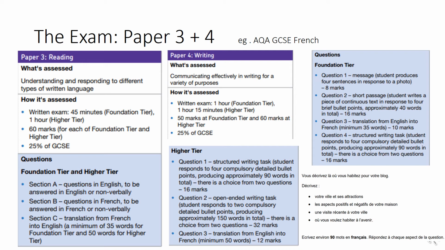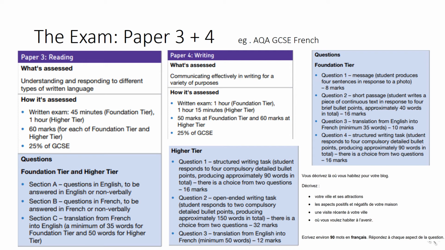Your final French exam paper will be the writing paper. For foundation tier and for higher tier, you'll be given 1 hour or 1 hour and 15 minutes respectively. The paper will be marked out of 50 for foundation or 60 at higher tier, and this paper is also worth a quarter of the GCSE. So each of the exam papers is given the same weight.